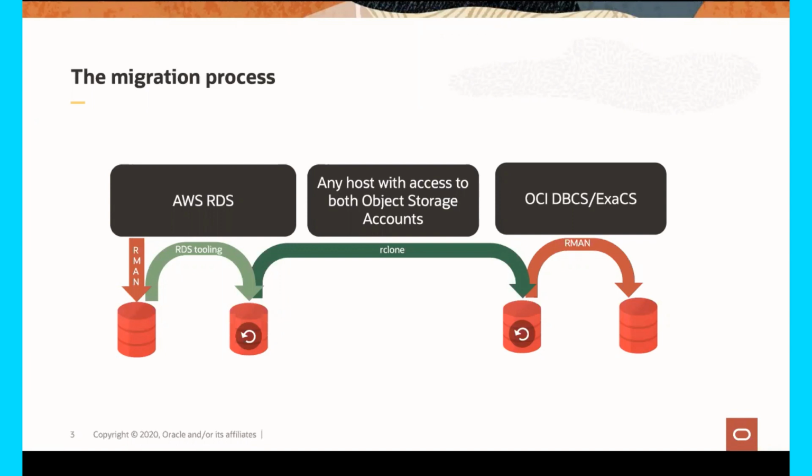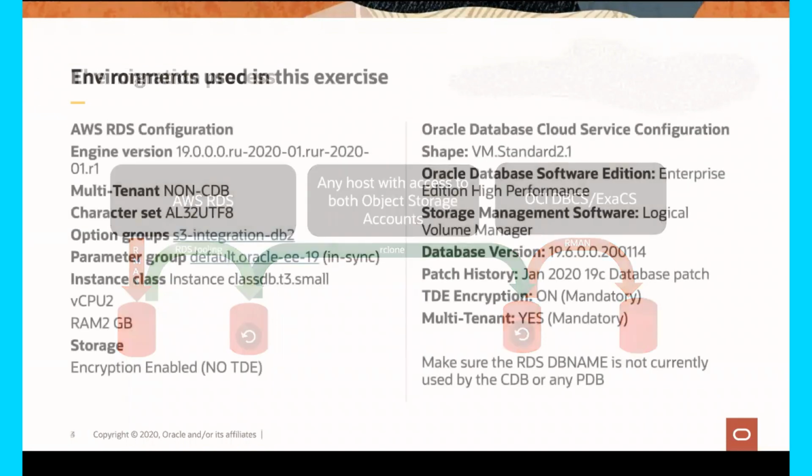What we're going to do is use the RDS tooling to take an RMAN backup to the RDS block storage. Then we'll use again the RDS tools to copy those backup pieces to an S3 bucket. And then we will copy those backups from the S3 bucket to an OCI object storage bucket. And from there, we will restore in DBCS and ExaCS. I will give you all the details on how to do that.